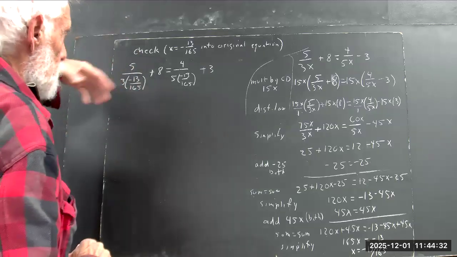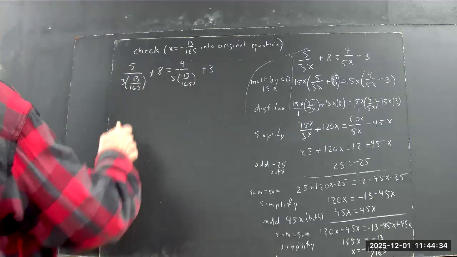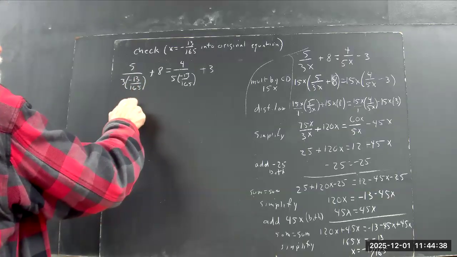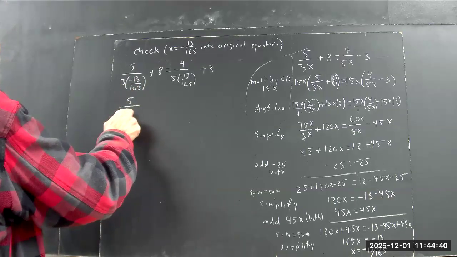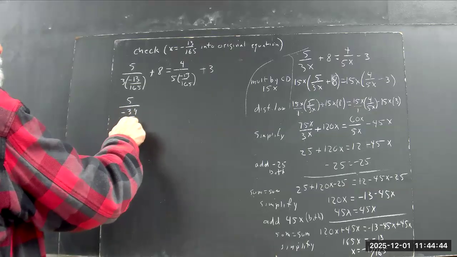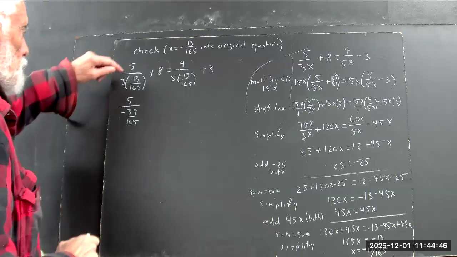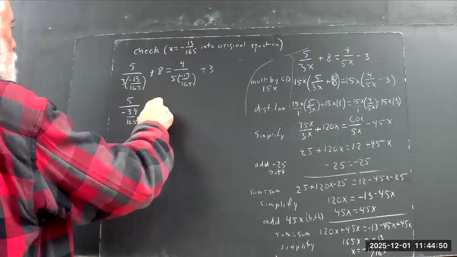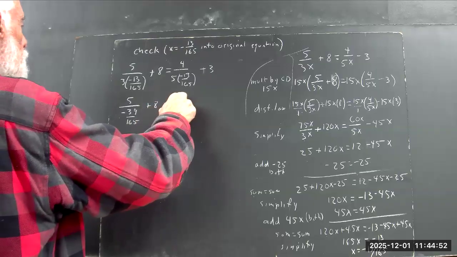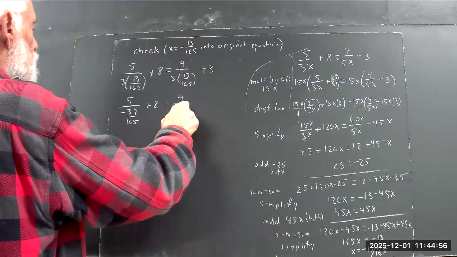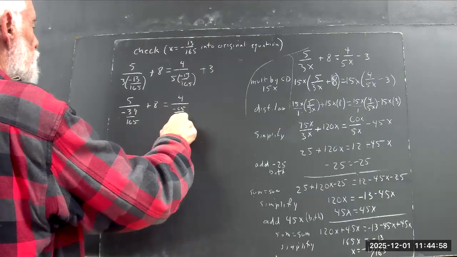Now we have to use a little bit of our knowledge of fractions. Okay, first of all, we simplify the denominator by multiplying 3 times negative 13 over 165. And then 5 times negative 13 is negative 65 over 165.